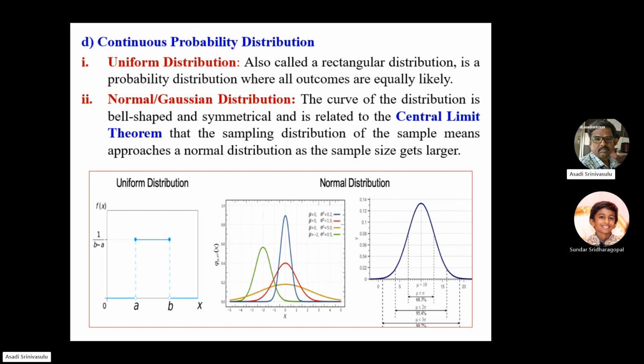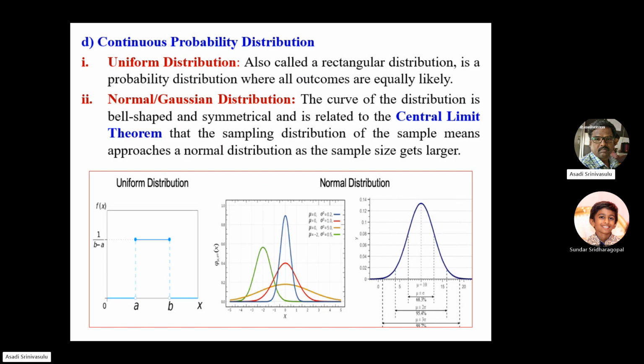Whereas in normal or Gaussian distribution, the curve of the distribution is bell shaped and symmetrical and is related to the central limit theorem, that the sampling distribution of the sample means approaches a normal distribution as the sample size gets larger. If you see the first diagram of normal distribution, a sinusoidal-like distribution came. And that means the normal distribution leads to the sample size getting larger, like in the second diagram.